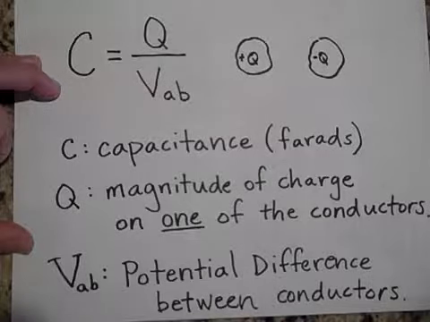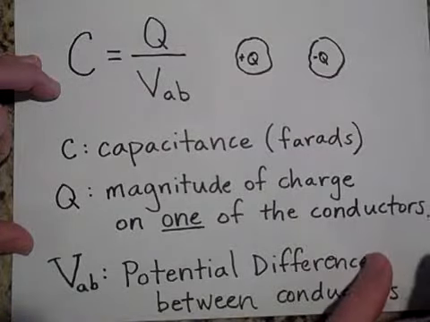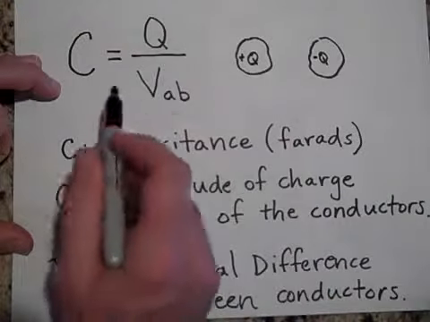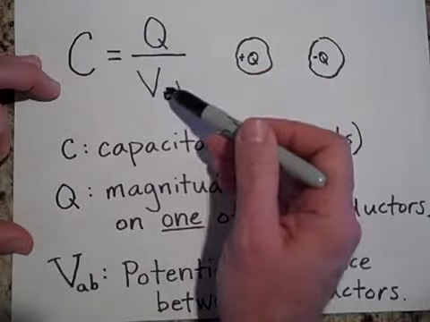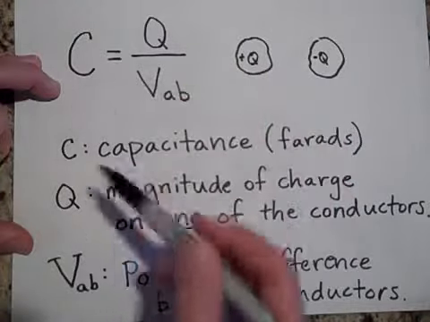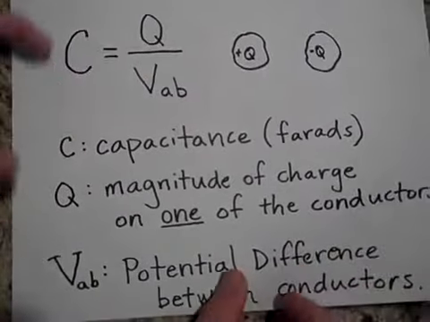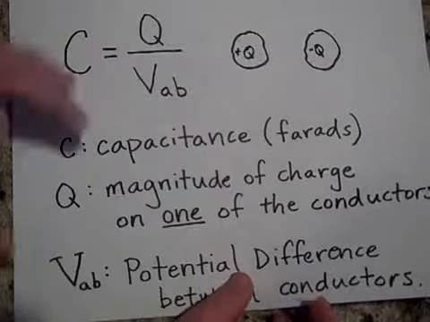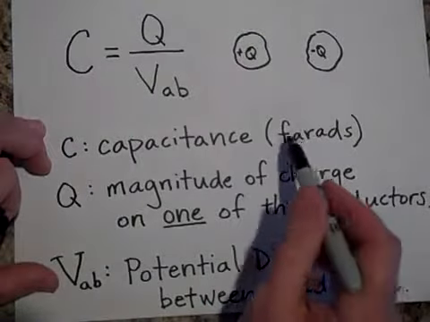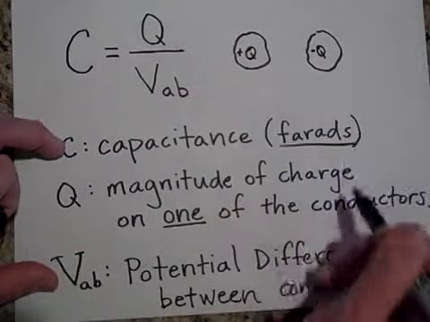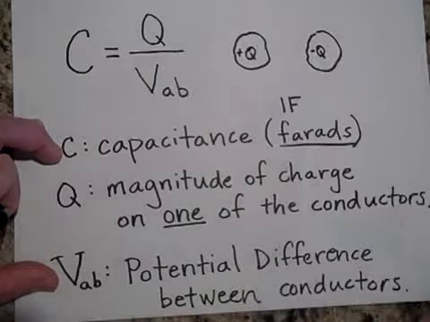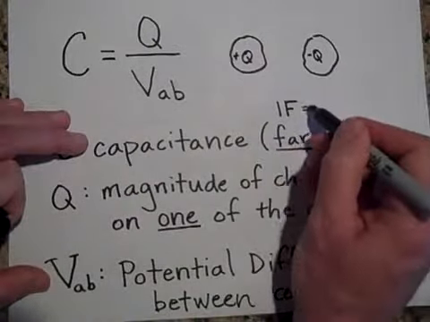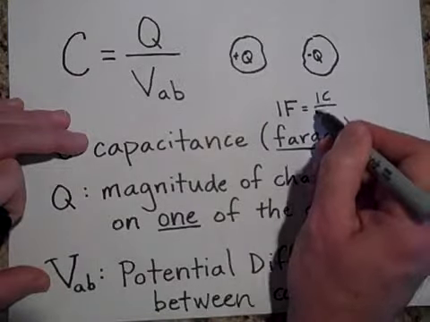One other thing about this then is that if we want to know what the units are for capacitance, they're going to be coulombs over volts. So coulombs over volts is the unit for capacitance. A farad is what we designate that as. So 1 farad, we will designate it with an F, is the same thing as 1 coulomb per volt.